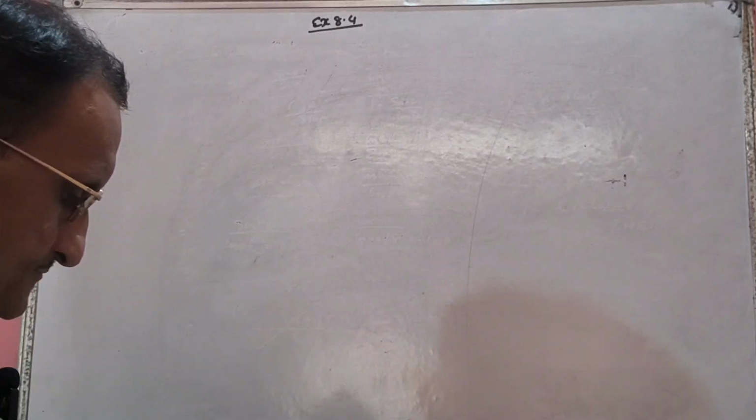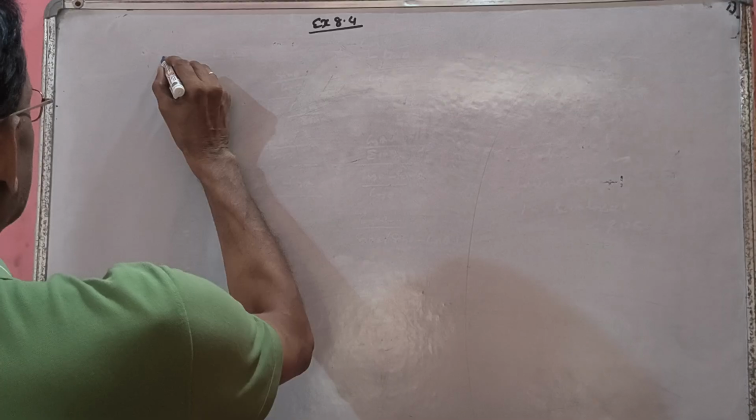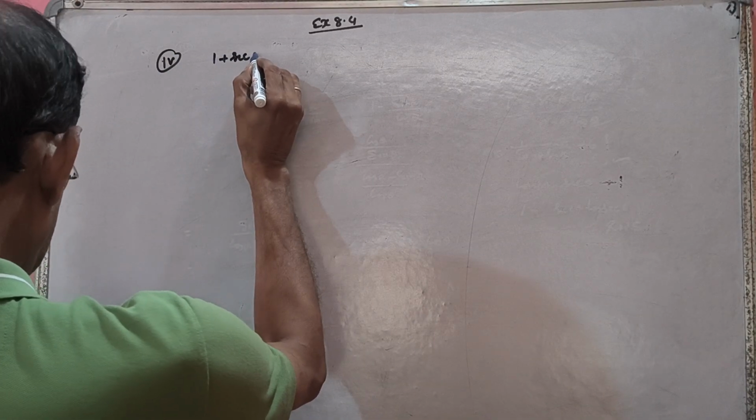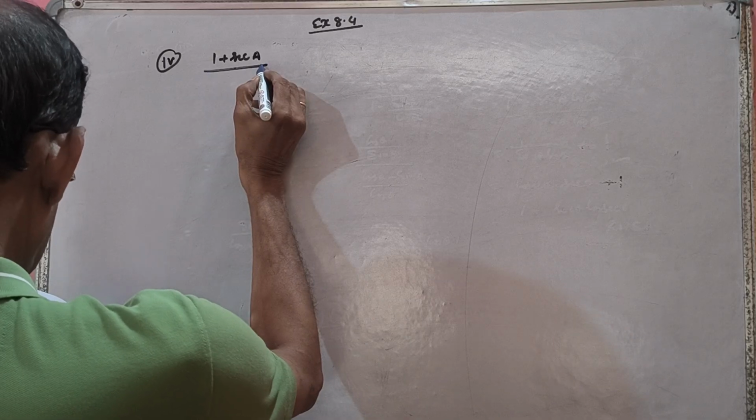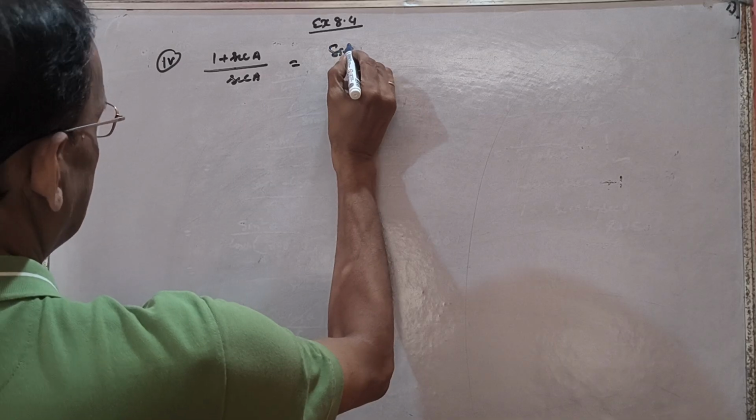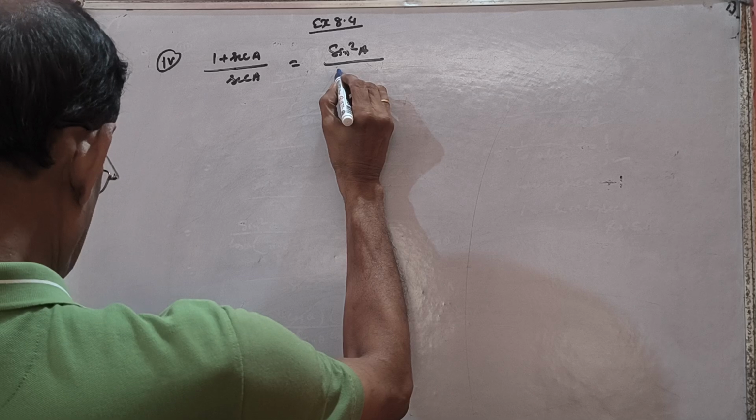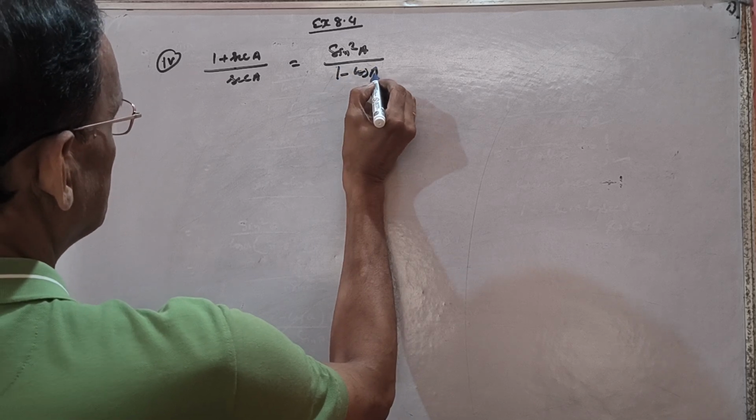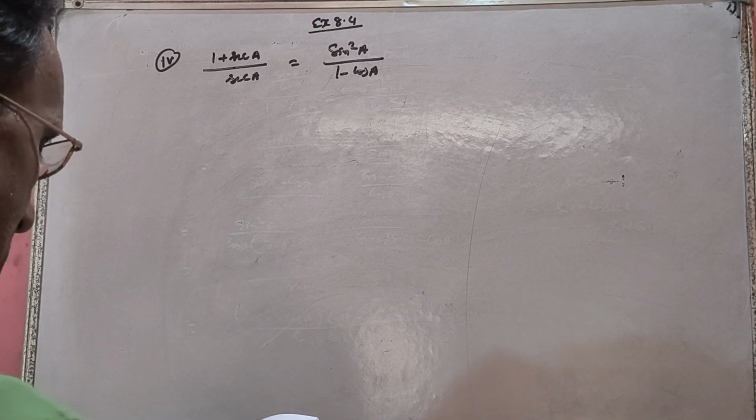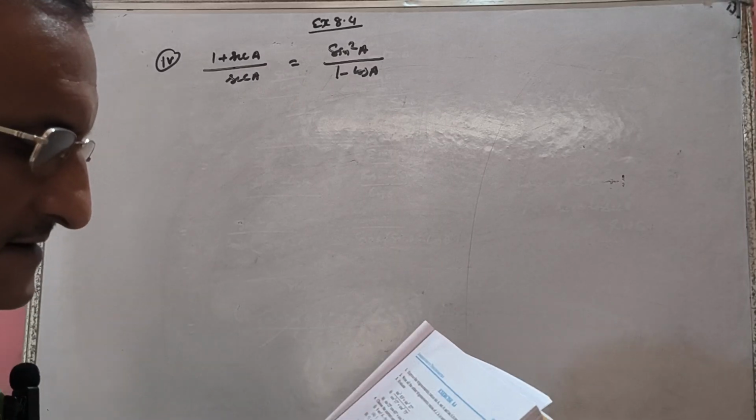Next, number 4. Question number 5, we write the question first. Okay, 1 plus sec A by sec A is equal to sin square A by 1 minus cos A. The hint is given. They are saying simplify LHS and RHS separately. Okay, you can follow it, but it is not compulsory.